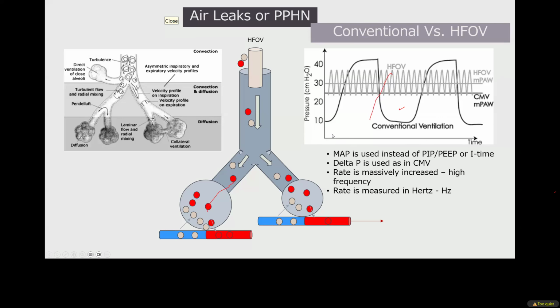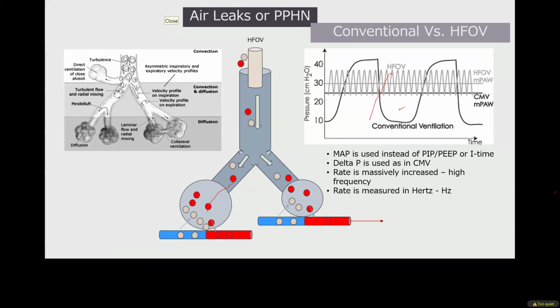Then the delta pressure is used to drive the air in both situations, but the delta pressure in the high frequency ventilator is very low and it causes very low volume. The tidal volumes are extremely low, but they are of high frequency. And the rate is measured in hertz. So 1 hertz is 60 cycles per minute. So if you use 10 hertz, you're using 600 cycles a minute.